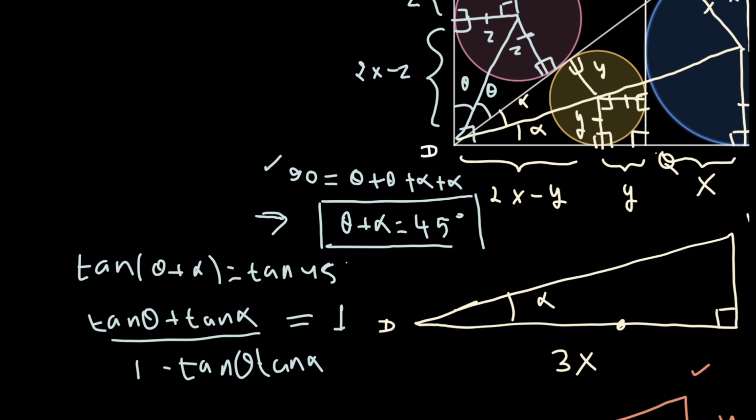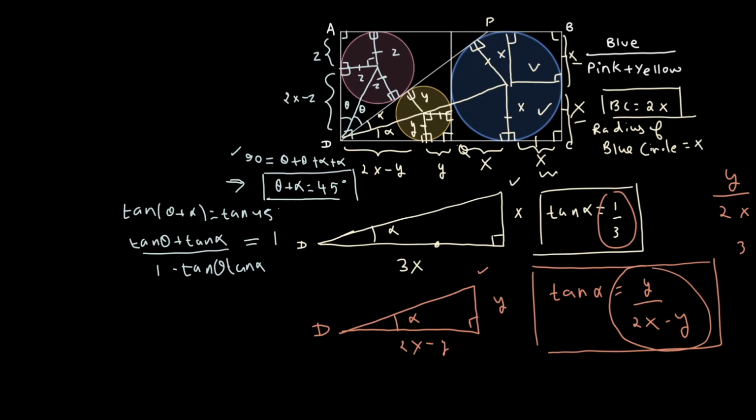Now let me ask you a question. Can we replace tangent of theta and tangent of alpha with some other value? So the answer is yes. Recall that we have previously got the value of tangent of alpha and that was equal to 1 upon 3. Now what about the value of tangent of theta?